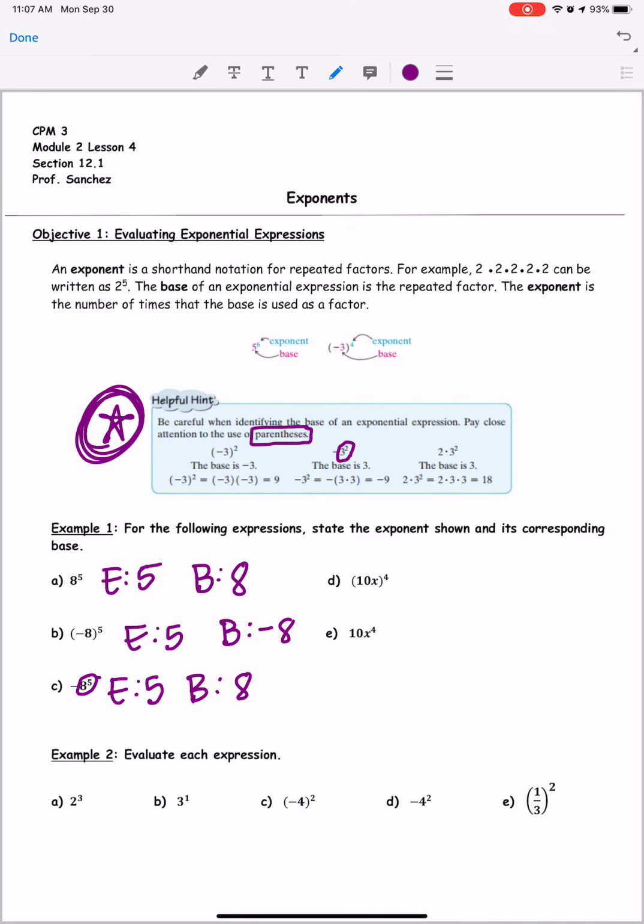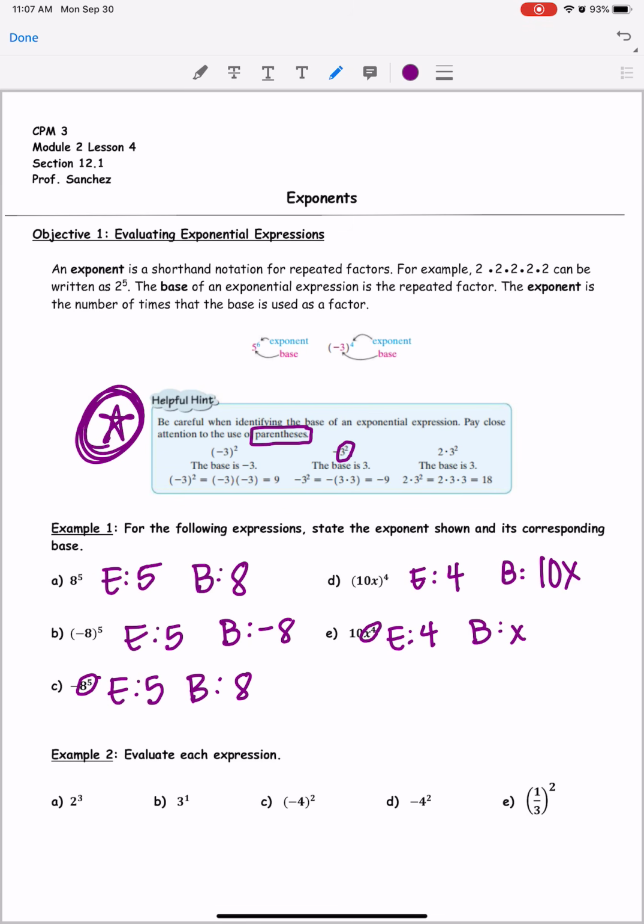D and E are similar to B and C. On D, your exponent is 4. Your base is 10x. It's 10x because it has parentheses, so it includes everything in there in parentheses. But on E, my exponent is still 4, but now my base is what's directly in front of that exponent, so your base is just x.